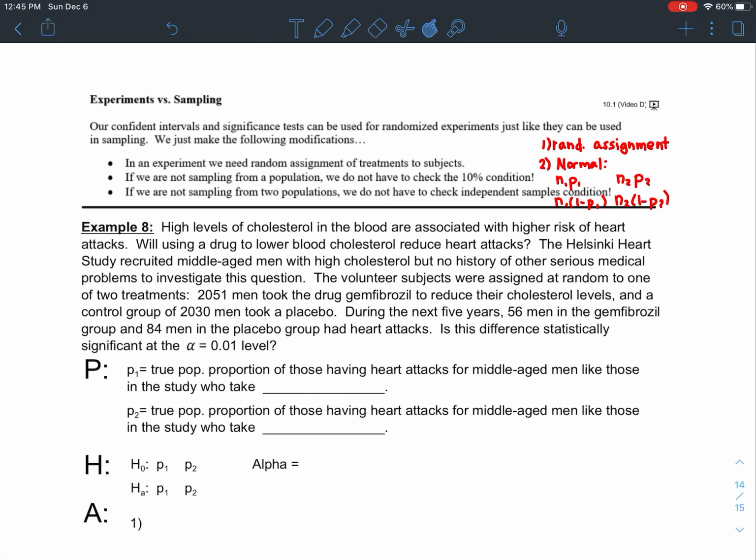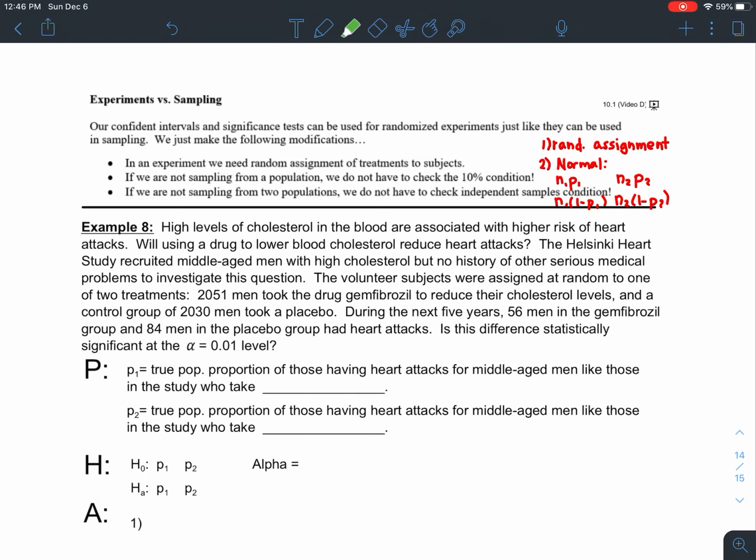Okay, we're going to wrap up this notes page. We've been talking about taking two samples, one from each of two different populations, and trying to compare their proportions. In the last video, we were looking at doing significance tests, comparing the proportions of two populations.